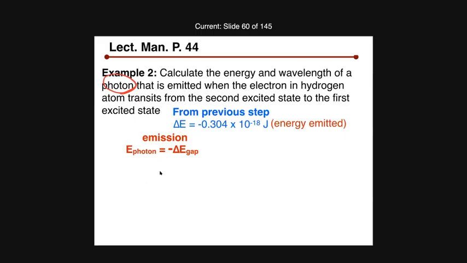You have to know that the energy being emitted is equal to the energy gap, which is equal to the energy of a photon. So when the electron jumps from n equal to 3 to n equal to 2, it is going to release energy. That's why this negative value is indicated. The negative value in front of the delta E indicates that the energy is being released.